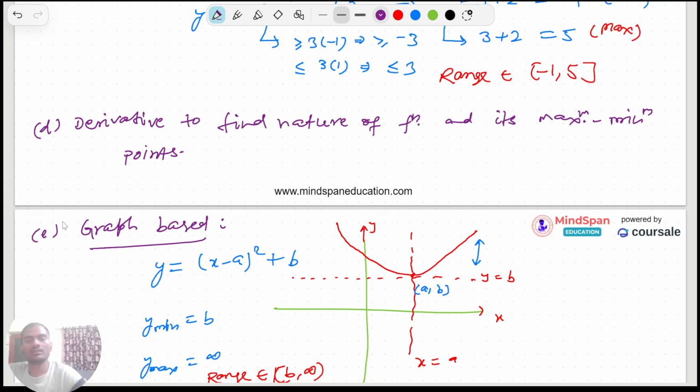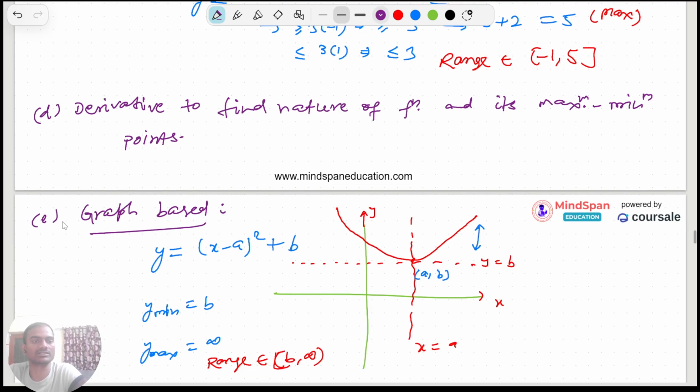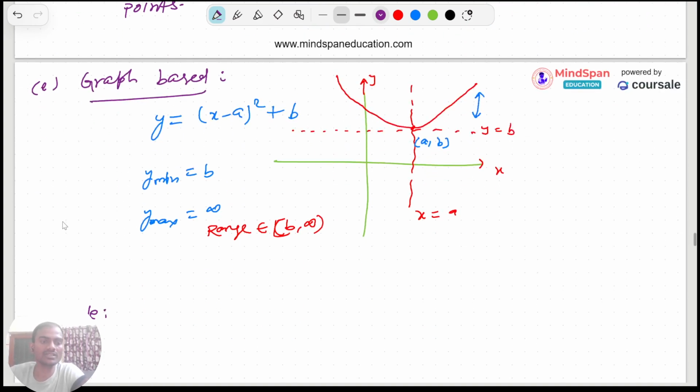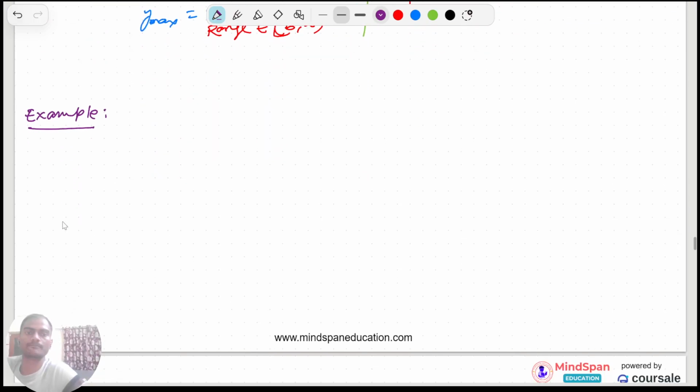Later on, we are going to see maxima and minima, the optimization of a function. There we will see we can calculate the maximum and minimum value of a function based on its derivative, double derivative, and all those tests. We can use those techniques also to predict the range of a function. Now let's take some examples on range.